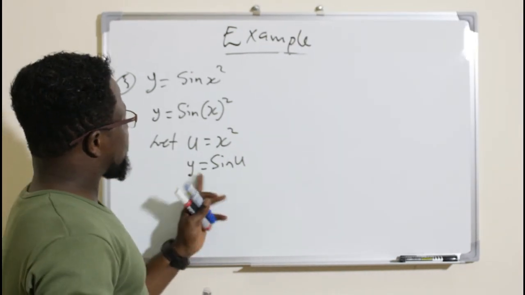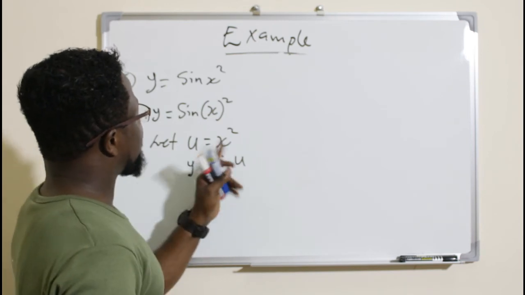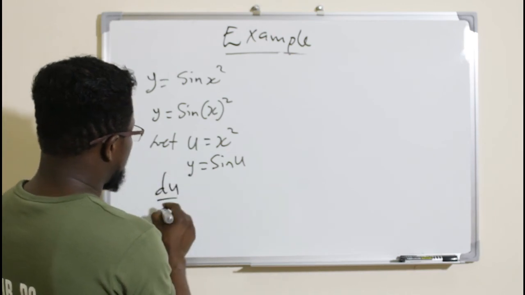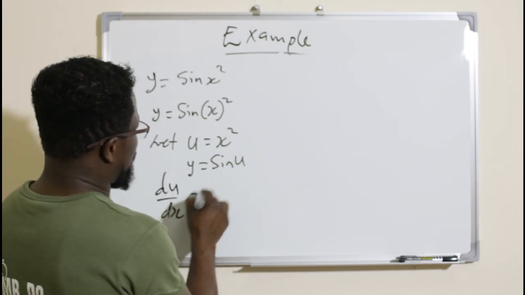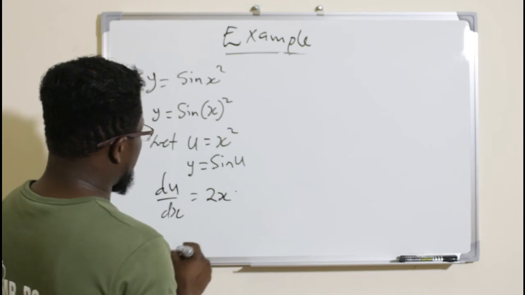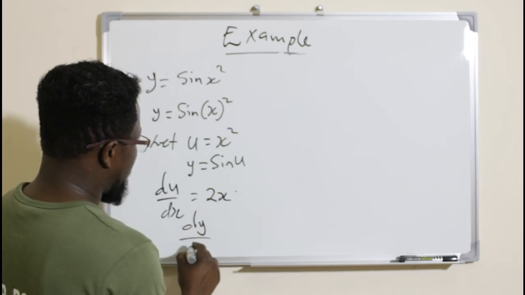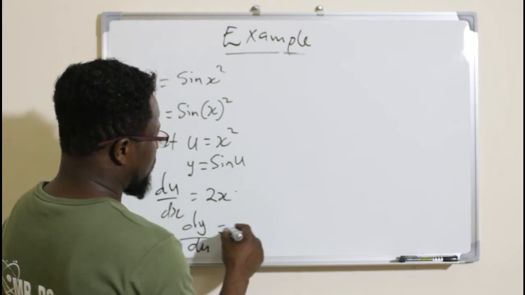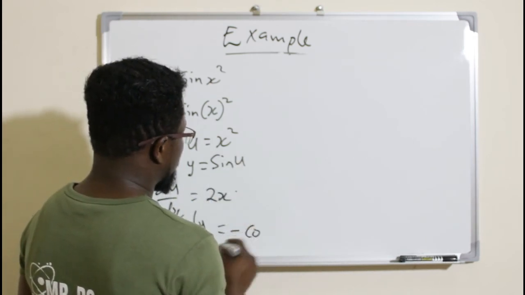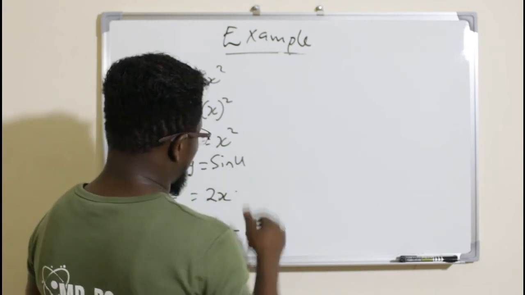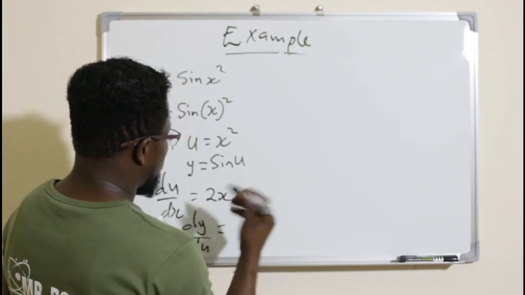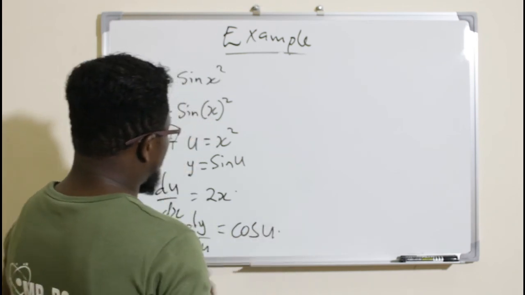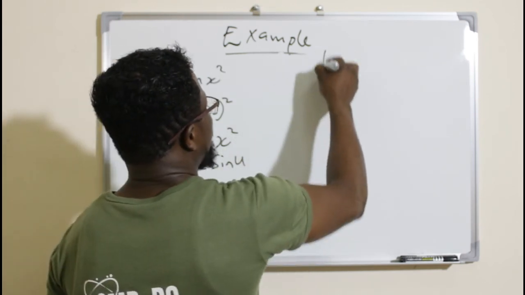So our y is now equal to sin u, and u is x squared. So let us find du/dx, which is going to be 2x, and then let's find dy/du, and that is going to give you negative cos; this is sine, so we differentiate, it becomes positive cos u. And once I have gotten this, we go back and use the chain rule.